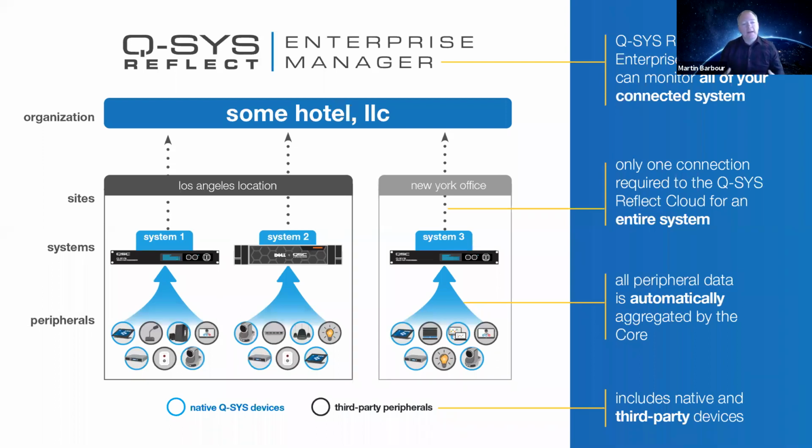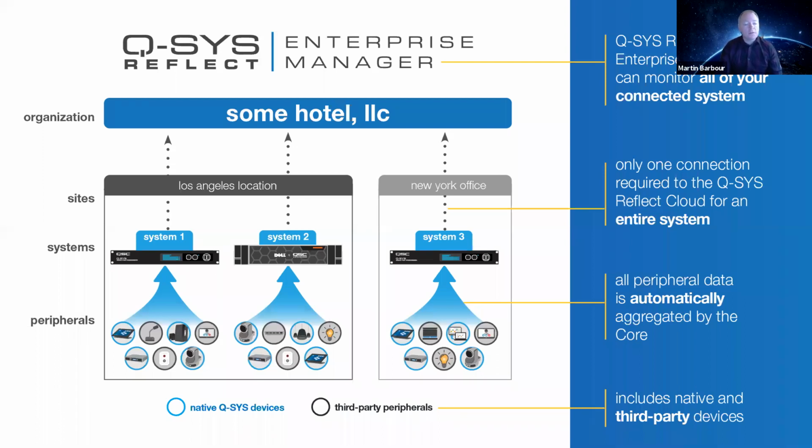Within the site, we then connect our Q-SYS-based AV systems. And I think this is where we start to get into some of the key differentiators between Enterprise Manager and some of the other solutions that are available on the market today. So for us, a system represents a Q-SYS core or a pair of redundant Q-SYS cores running a design file and attached to their associated peripheral devices. And those peripheral devices can be both native Q-SYS devices, networked amplifiers, touchscreens, video cameras, etc., or any third-party AV peripheral that you want to monitor with this solution.